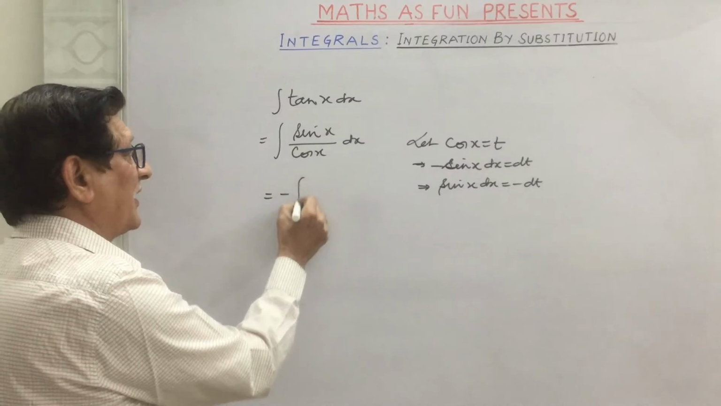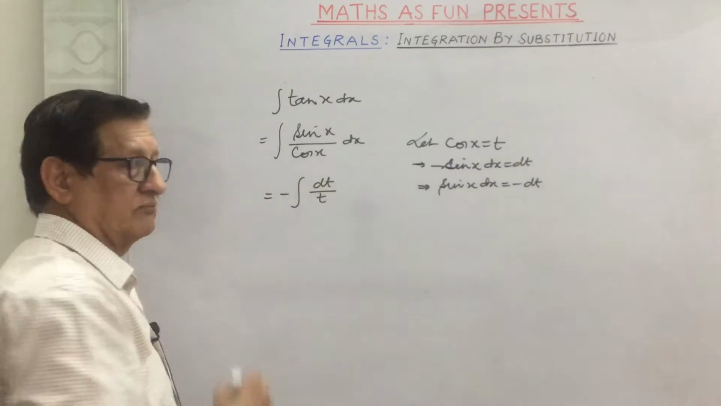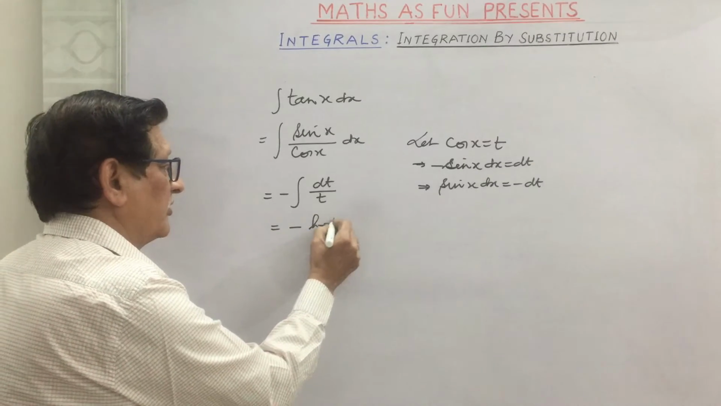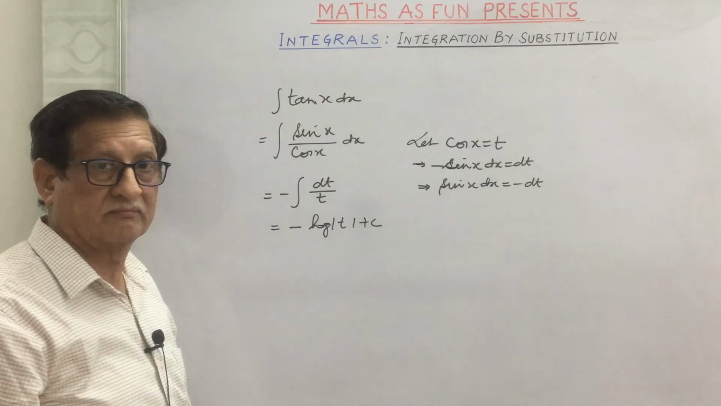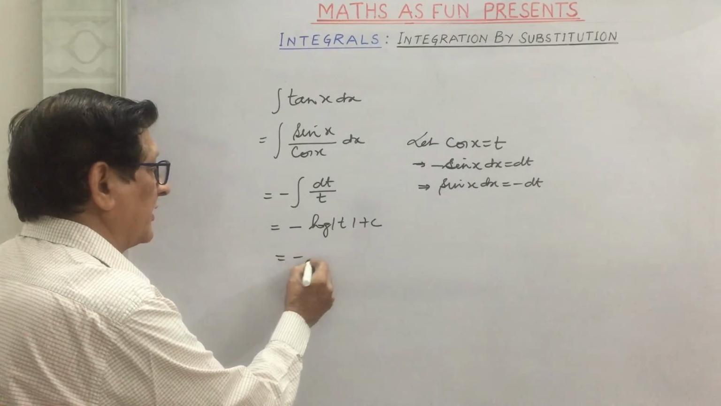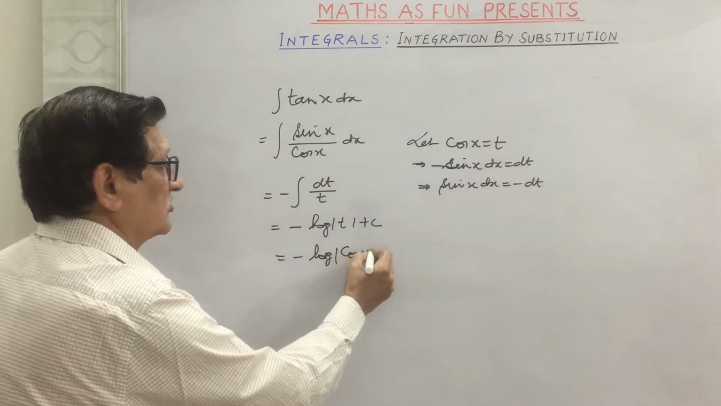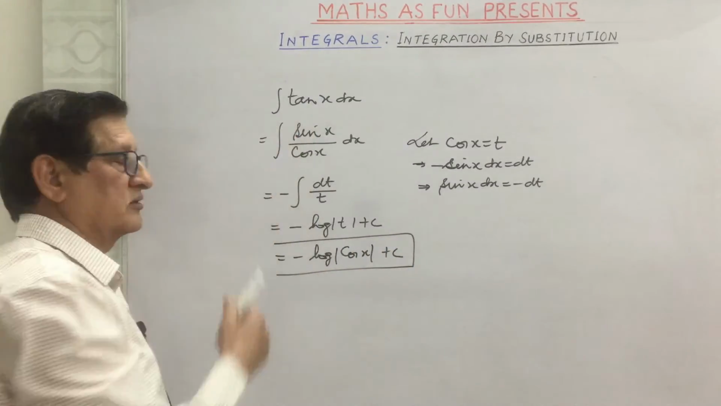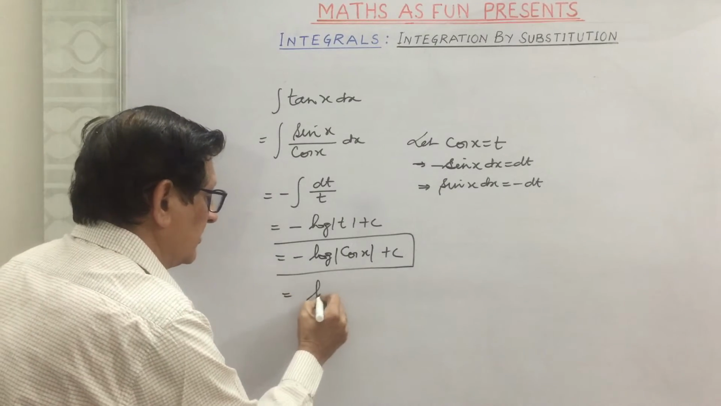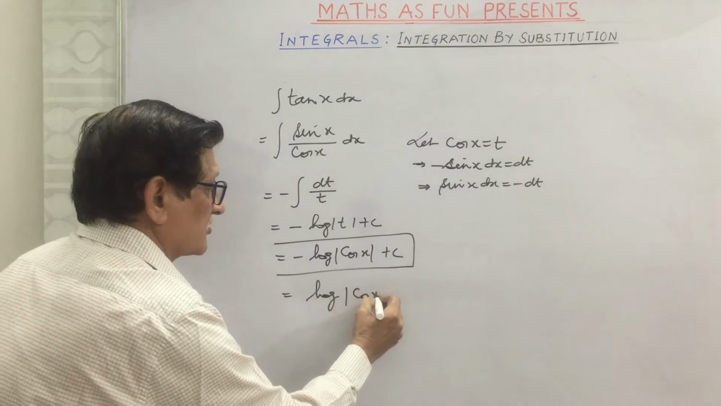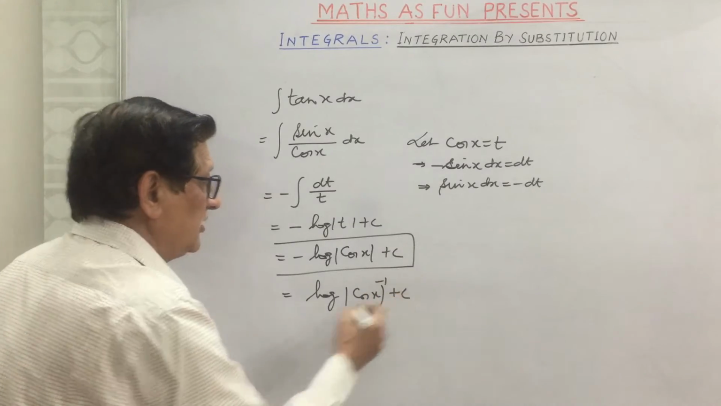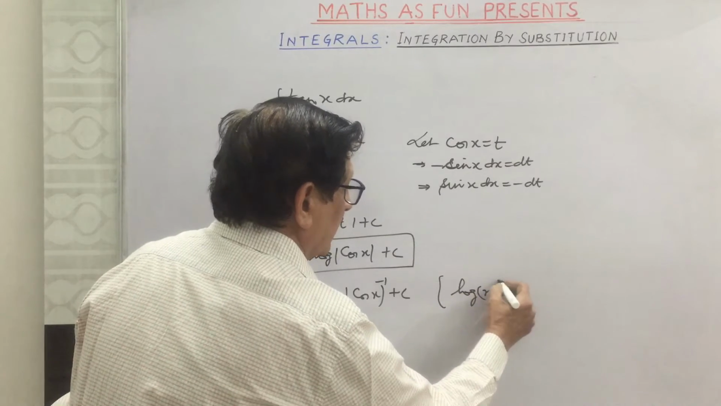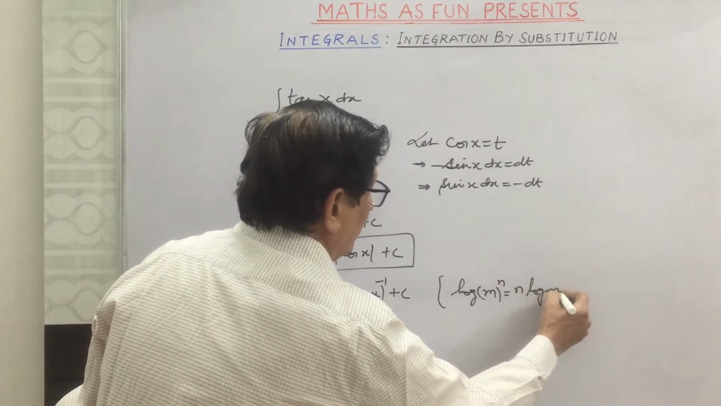Substitute here, this is minus dt upon t, which gives us minus log of t plus c. Substituting the value of t, we get minus log of cos x plus c. This is the integral of tan x. We can also write this as log of cos x power minus 1 plus c, using the identity log of m power n is equal to n log of m.